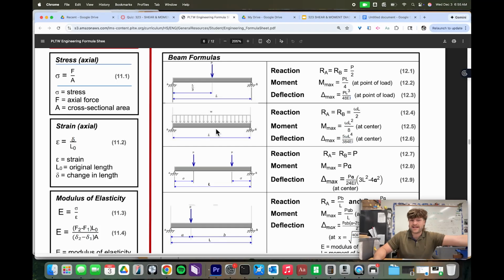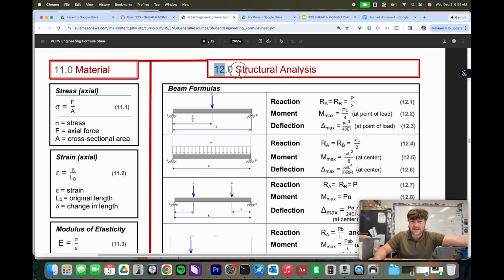Going through these 4 different scenarios. This is in our equation sheet. This is section 12, structural analysis. As you can see, these are the beam formulas. And so these are our shortcuts.